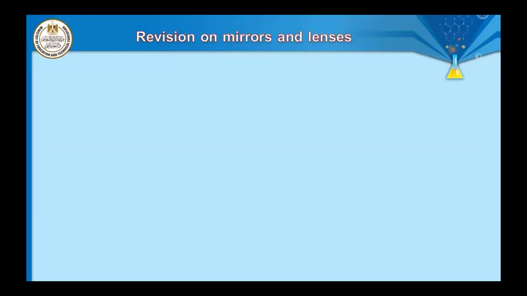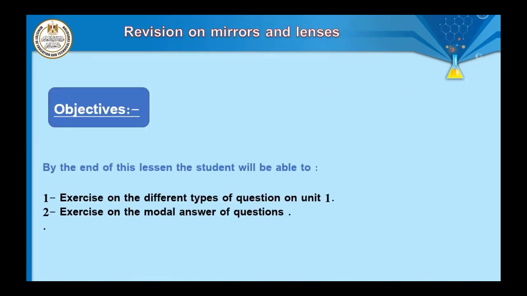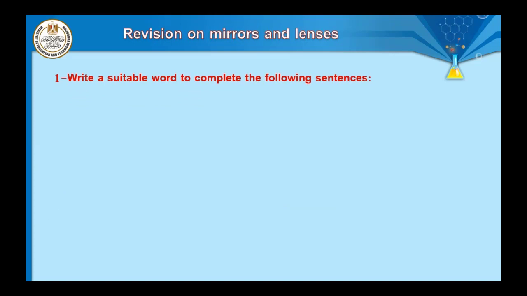Let's start. In this session, we will talk about revision on Unit 2, which is titled Mirrors and Lenses. We will learn some questions about this unit, and also we will exercise on the model answer for each question. Question number one, write a suitable word to complete the following sentences. Please read the question carefully, answer them and send your answer to me on the chat. Then I will receive your answer and also correct the wrong ones.